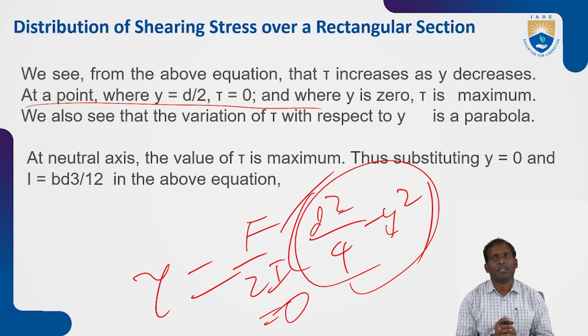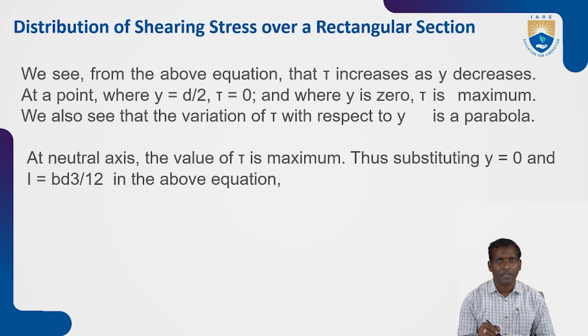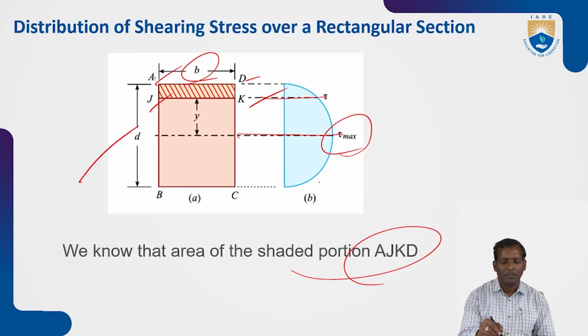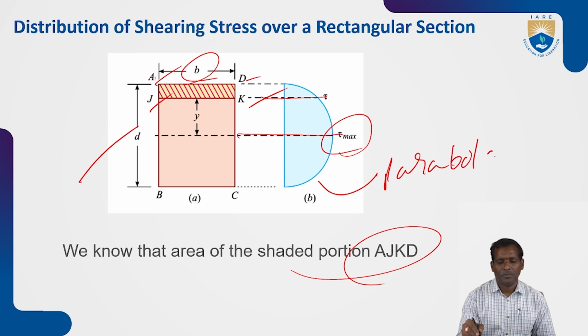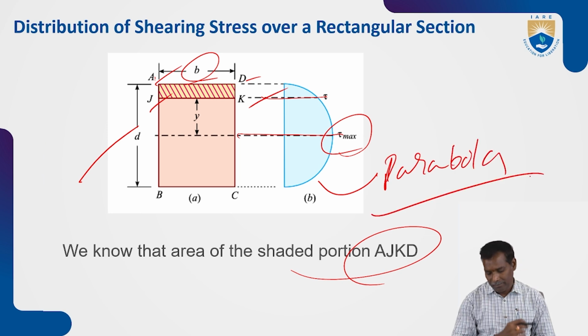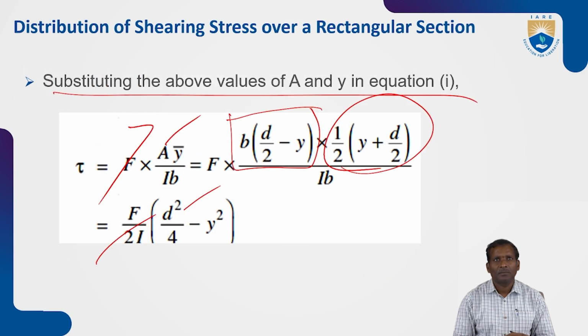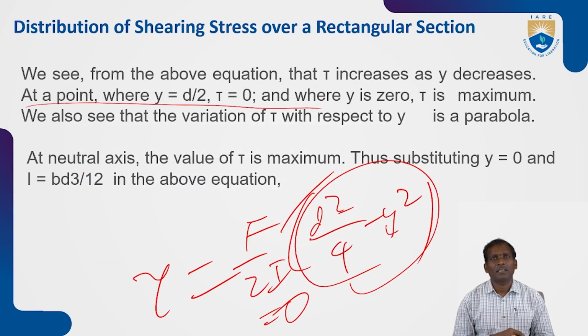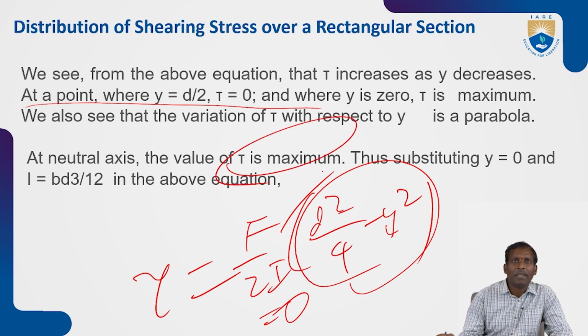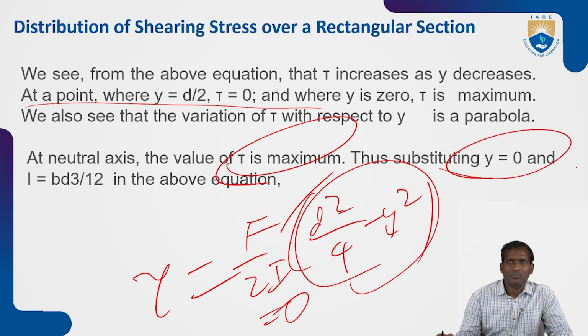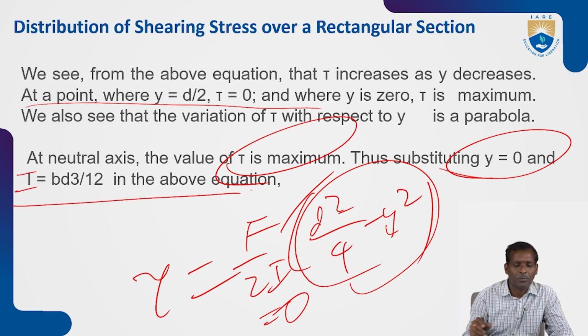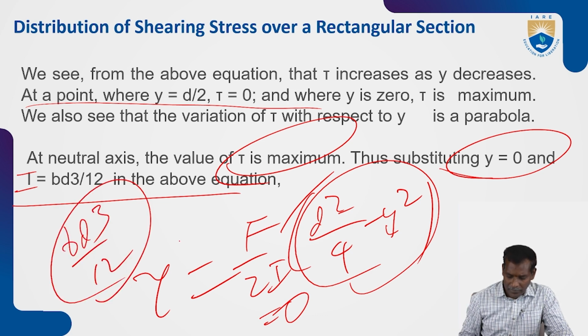The variation of shear stress with respect to y is a parabola. So that's why in the previous diagram we drew this parabola. See, at the neutral axis, the value of shear stress is maximum. Thus, substituting y is equal to 0, there is no distance, so the centroid lies on the neutral axis. And I is equal to BD cube by 12, the moment of inertia.